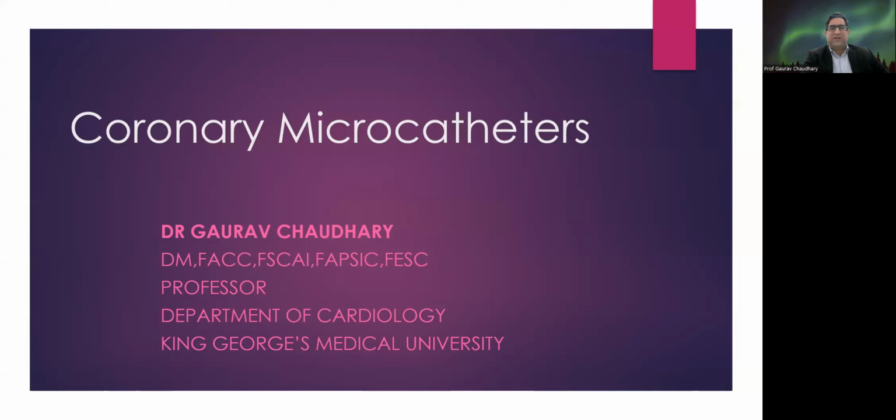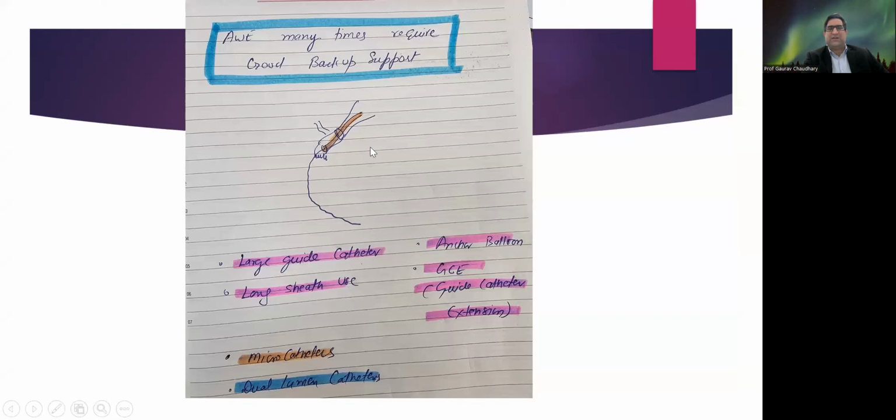In CTO PCI, many times support is an issue, and in integrated wire escalation, we often require good backup support, which comes in the form of a large guide catheter. Long sheaths, dual lumen catheters, the anchor balloon technique, and guide catheter extensions can also be used. Out of these, the most important is the microcatheter.